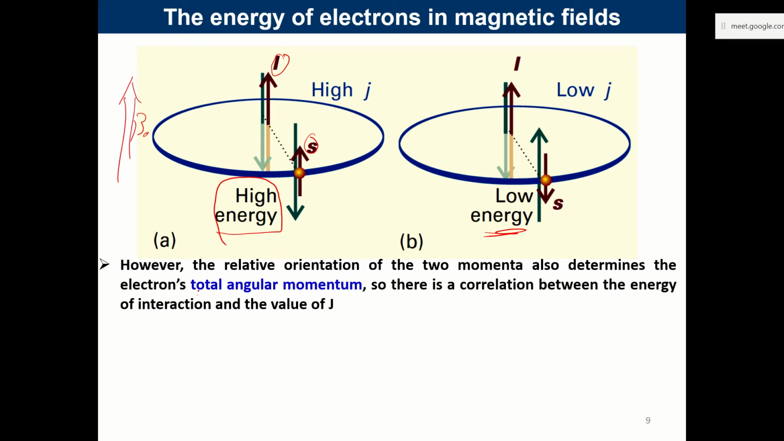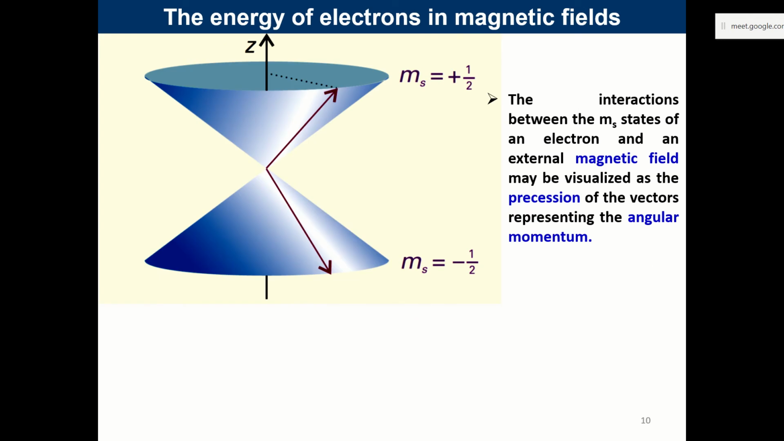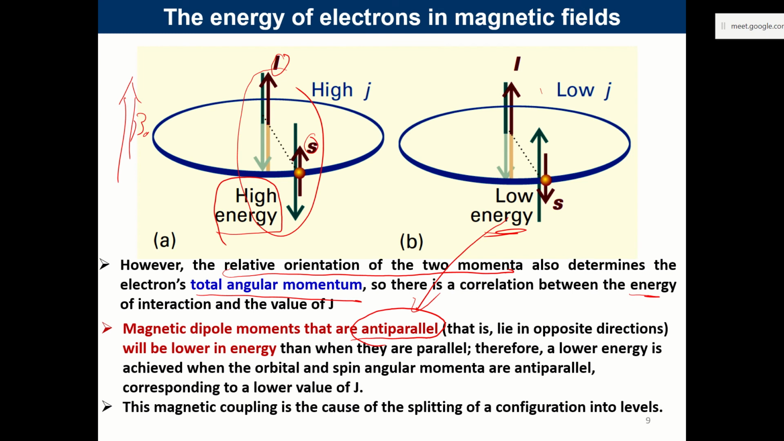So it is the relative orientation of the momenta which gives rise to the total angular momentum of the electron, and that has implications for the energy of interaction. When the two are parallel, that gives you high energy. The lower energy setup is anti-parallel, which gives you low energy.